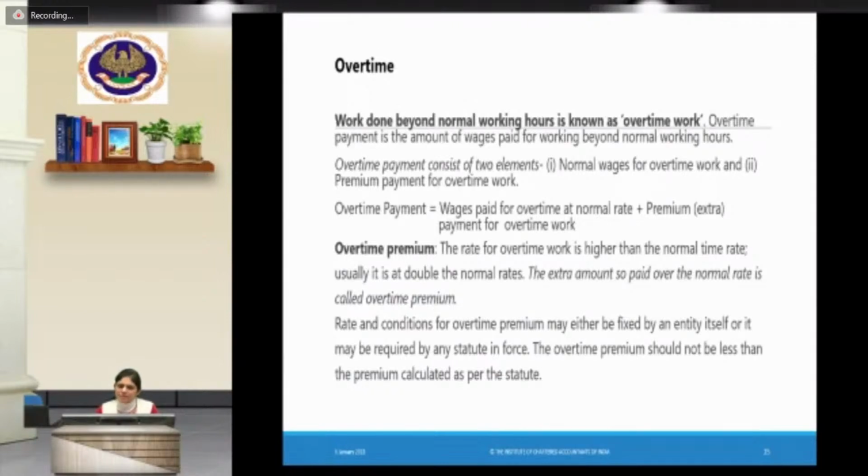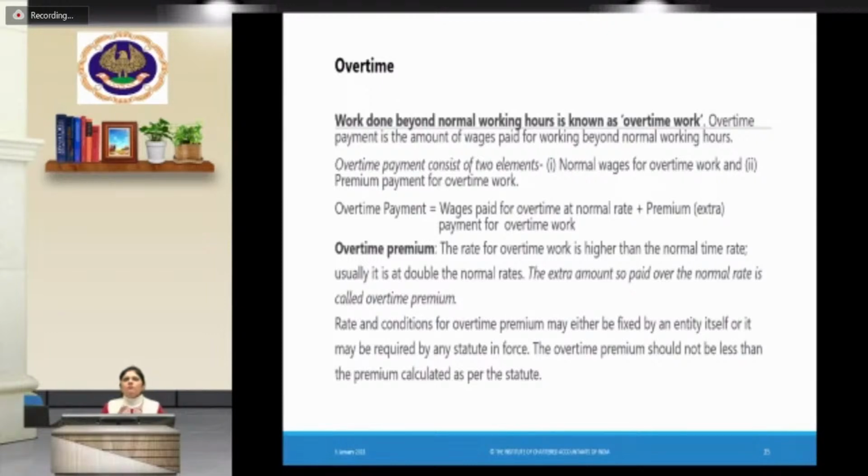All right. So let's understand. Work done beyond normal working hours is known as overtime work. Overtime payment is the amount of wages paid for working beyond normal working time. Overtime consists of two elements: normal wages for overtime work and premium payment for overtime work.